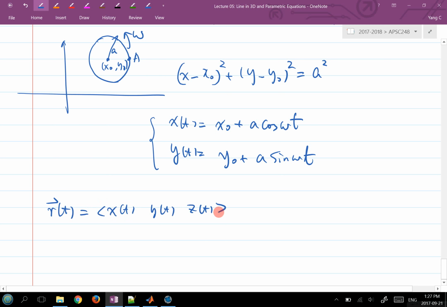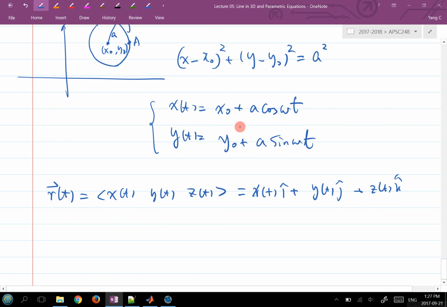As I mentioned in the first lecture, you can also write it in terms of i hat, j hat, and k hat. So for this particular circle, we have x naught plus a cosine omega t in the i hat direction, y naught plus a sine omega t in the j hat direction, and there's no k hat component, so that's just 0. It's just a different way of expressing this parametric equation.